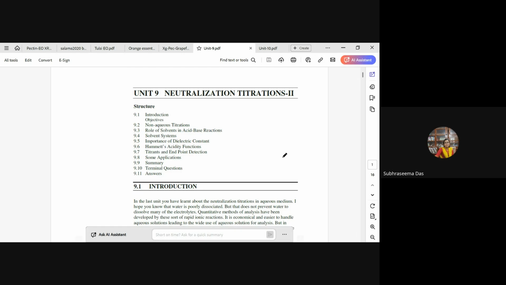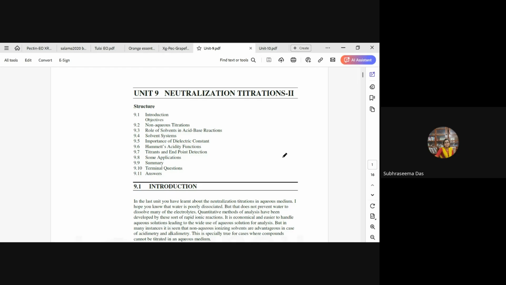So, today we will start with neutralization titrations. In the previous class, we had just learned about some of the basics of neutralization titrations, like those including a strong acid and a strong base, a weak acid and a weak base, and so on.